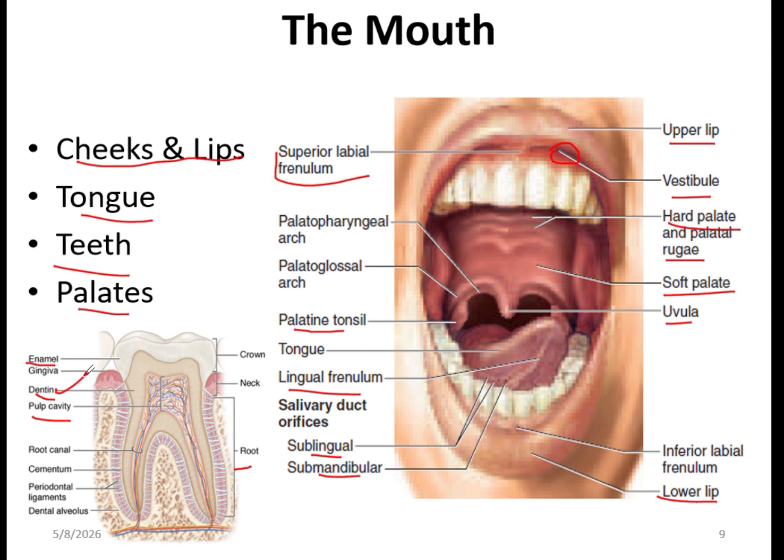And the upper part of the human teeth, what do we call it? We call it the crown. The upper part of the teeth is known as the crown, and the middle part is the neck and the lower part is the root.